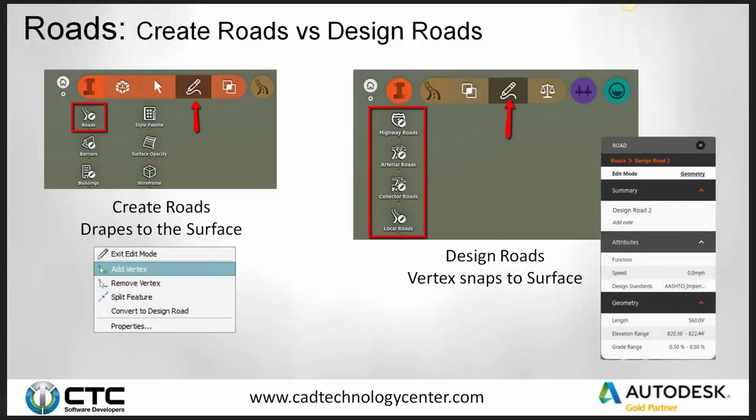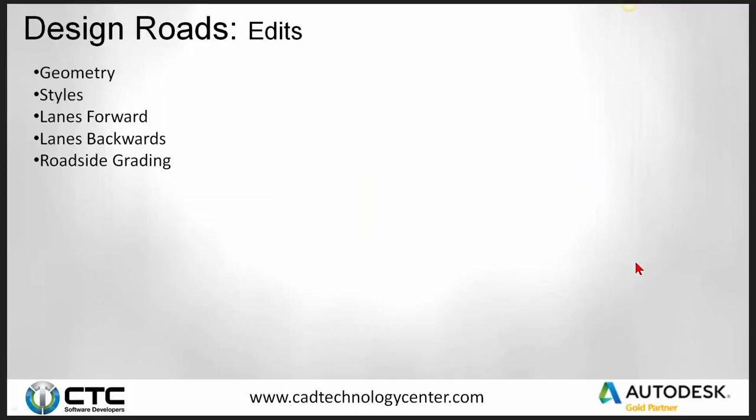When you look at the edits of the create road versus the design road, the create road is pretty basic. I can add a vertex, remove a vertex, split the feature, or convert a create road to a design road. Whereas on the design road, you have a brand new dialog box that pops up, and right now it's set to edit mode. It shows me the length of my road, the elevation range, and a grade range of 0.5% to minus 0.5%, so I got a 1% overall. I get a little more information when it comes to the design roads.